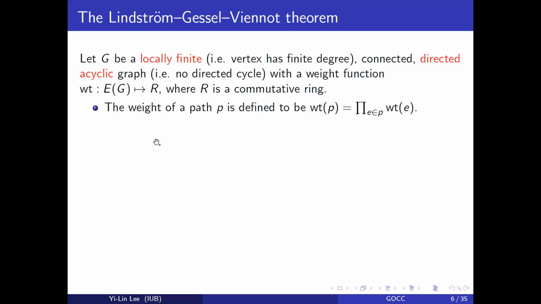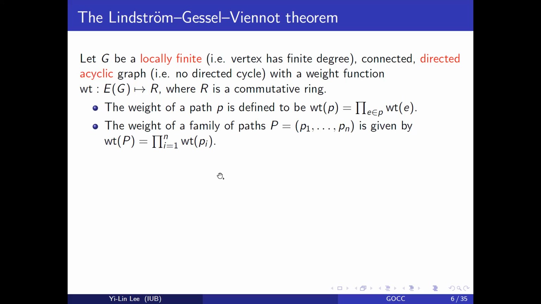If there's a path, the weight of the path is defined to be the product of the edge weights of the edges in the path. And if we have an n-tuple of paths, then the weight of this family is defined to be the product of the weights of each path in the family.